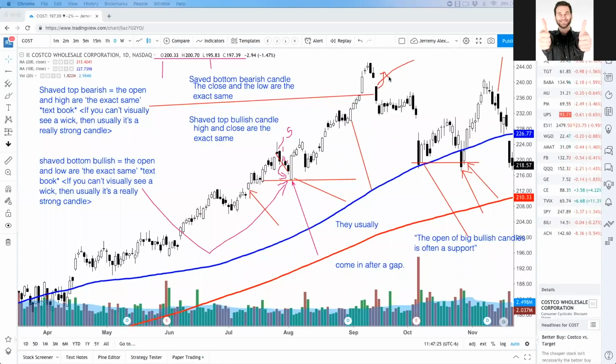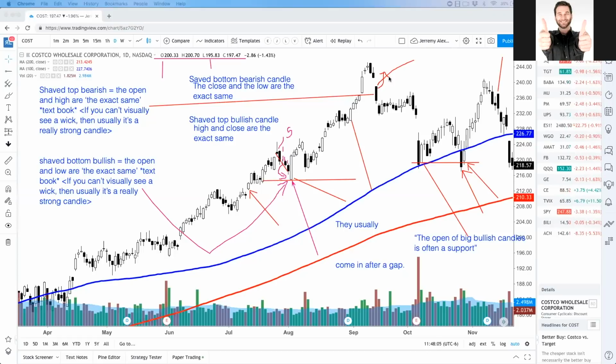Because again, a shaved top candle for the bears means people sold immediately at open. They didn't even hesitate a second. At open, highest price possible, they all start selling. So when you see those movements, those are really strong indications that the selling will continue. So when you're looking for shaved bottom or shaved top candles, that's the benefit. The benefit is thinking, oh man, there's a lot of selling out there and people are really excited about it. If I can see that candle, I'm expecting it to continue lower.